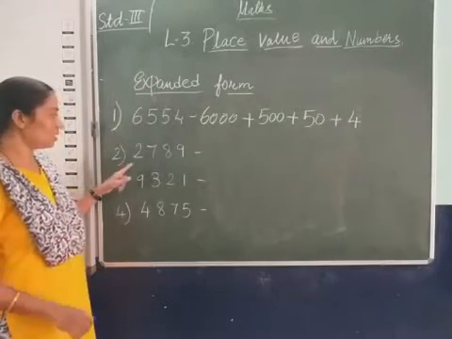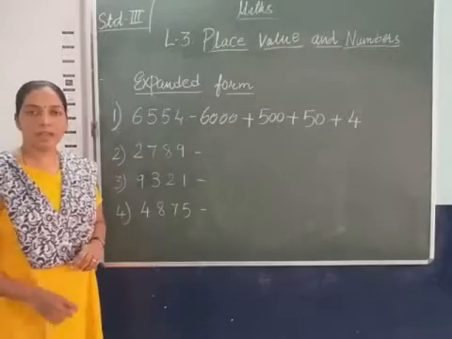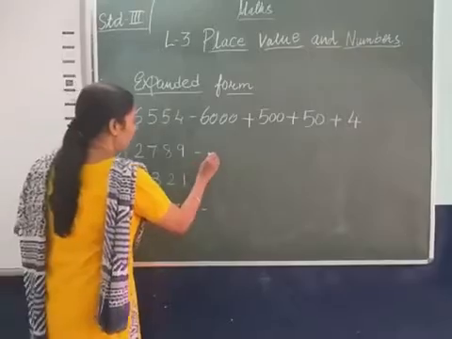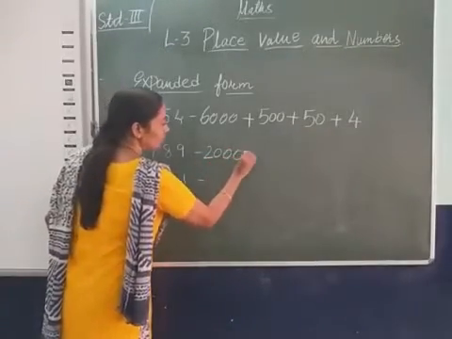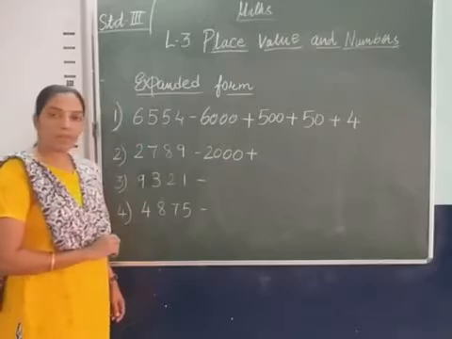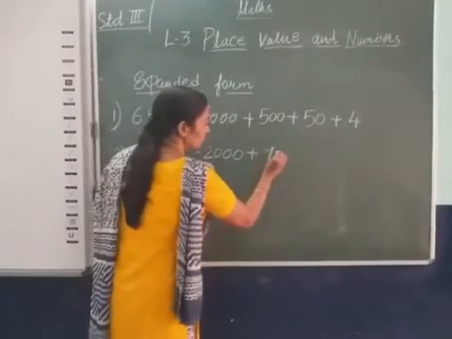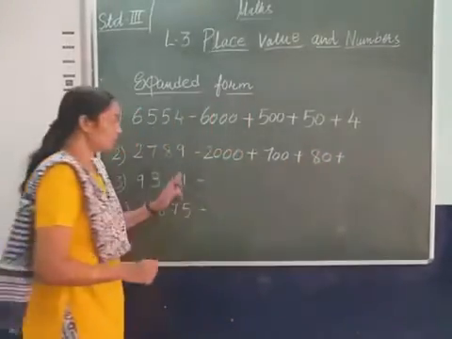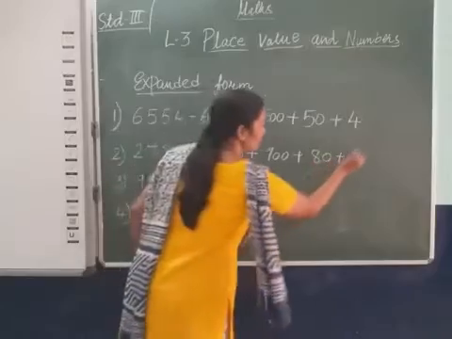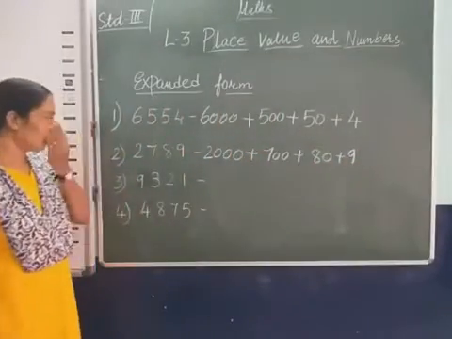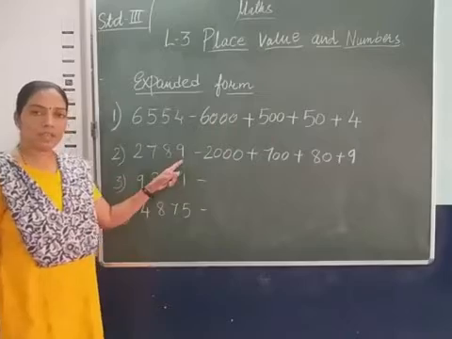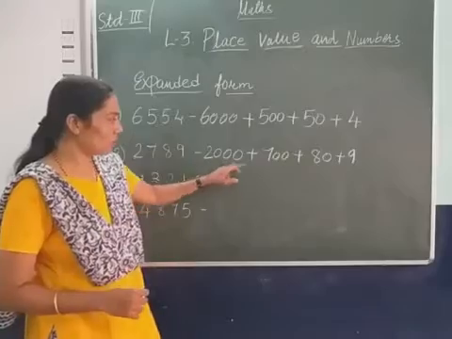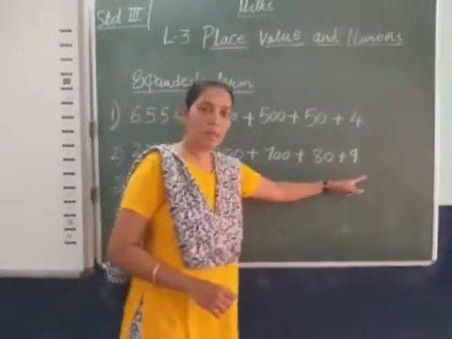The next number given is 2789. We will write for this 2000 plus 700 plus 80 plus 9. 2789, we expanded it right here: 2000 plus 700 plus 80 plus 9.